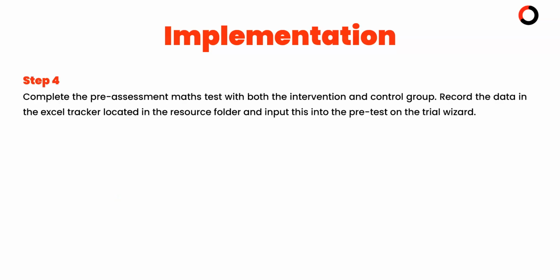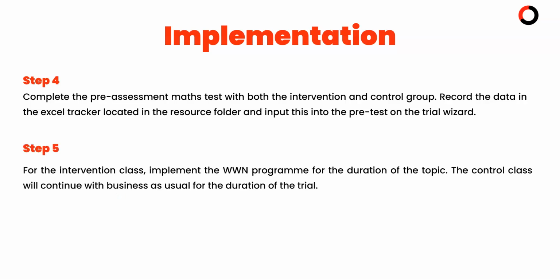Moving on to the implementation. So step 4, complete the pre-assessment maths test with both the intervention and control group. Record the data in the Excel tracker, which is located in the resource folder, and input this into the pre-test on the trial wizard. Step 5, for the intervention class, implement the Winning with Numbers program for the duration of the topic. The control class will continue with business as usual for the duration of the trial.